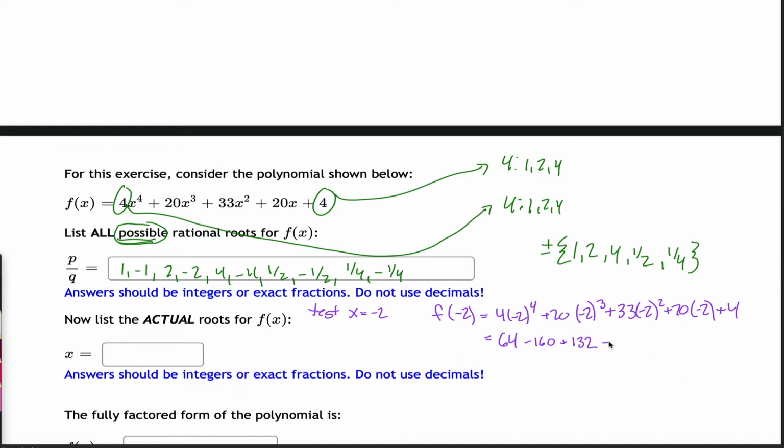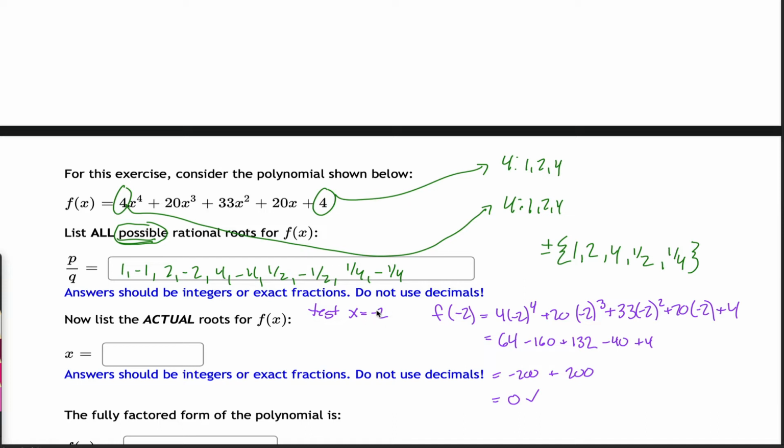And then 20 times -2 is -40, and then I got this plus 4. And this equals 0. Don't believe me? Let's see, on the negative side, I got -160 and -40, so I got -200. On the positive side, I got 64 and 132, so that's 196 plus 4 more. Hey, I did this right. It's positive 200. -200, positive 200, 0.